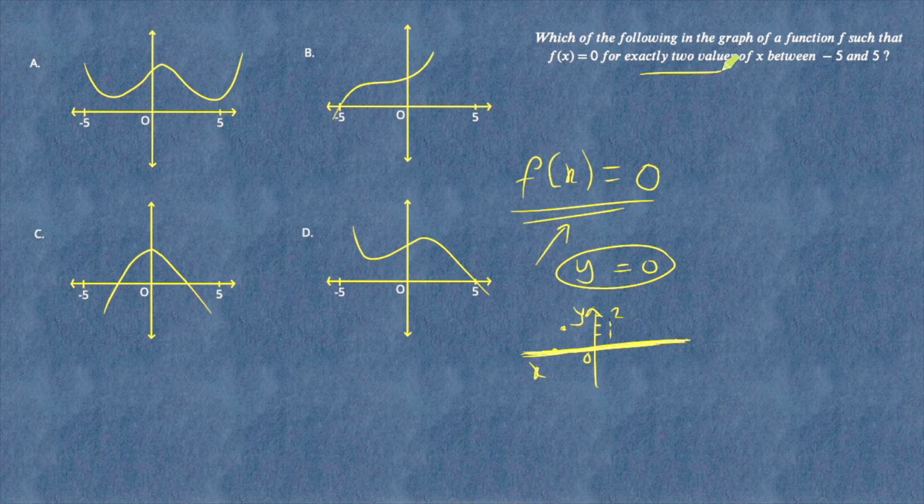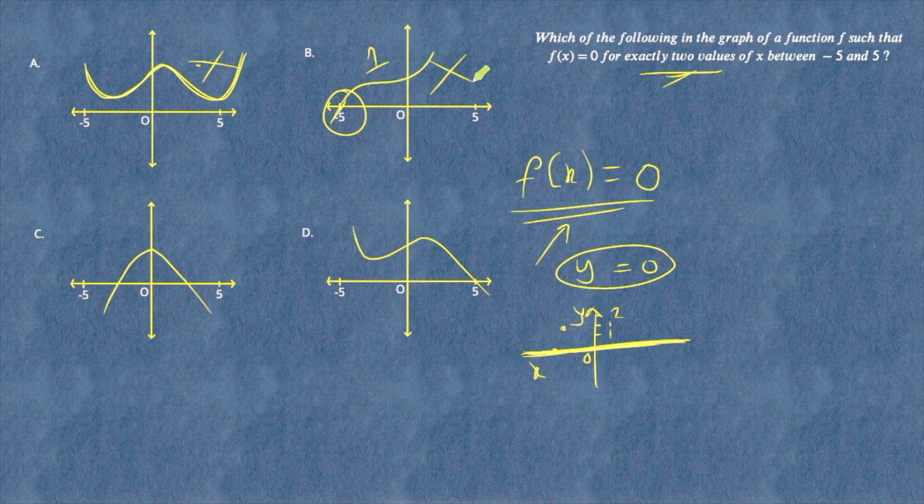Let's look at choice A. In this one, the function f doesn't touch the x-axis at all. So y is not equal to 0 in this case. So that's not the answer. In this one, y equals 0 when x is -5. But it cuts the x-axis only one time. But they've asked for two values. So definitely this is also not the right answer.